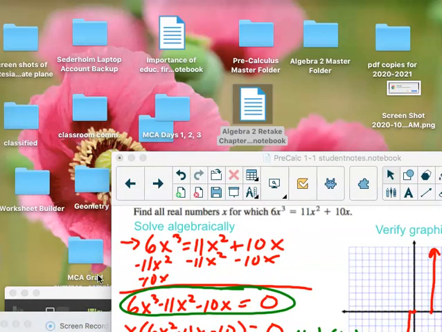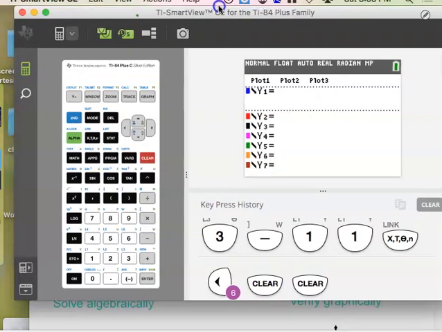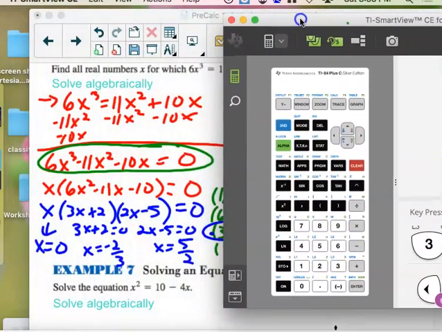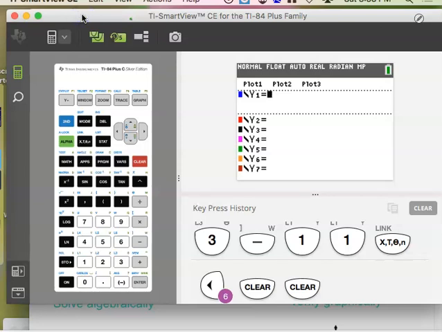All right, where's my calculator at? All right, my computer just did a spaz there for a second. I'm going to hope that everything is going to be fine. We had 6x cubed minus 11x squared minus 10x.